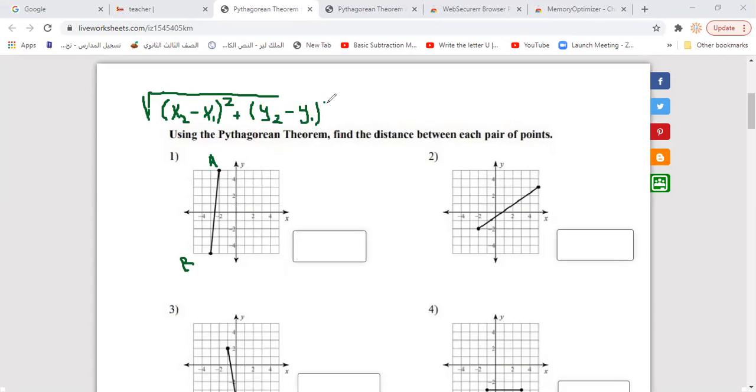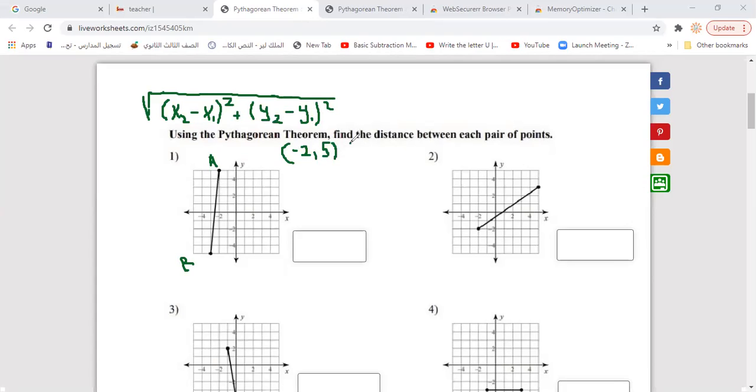Right. Could you please tell me what is the ordered pair for A and B? I wrote A and B, right? What is the ordered pair for A? -2 and 5. Agree with him, guys? Yes. -2 and 5.